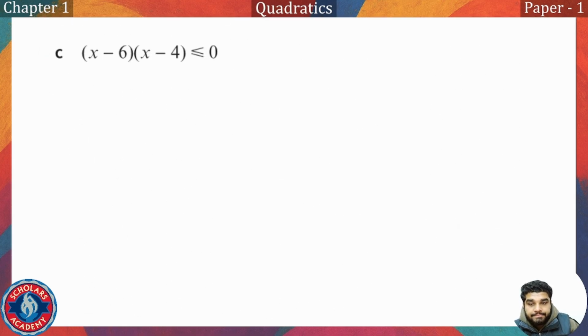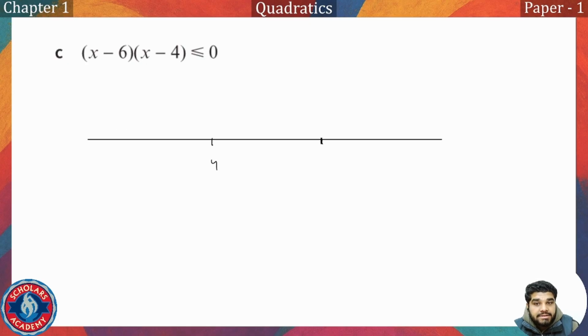Let's move forward. Now, the factors are x minus 6 and x minus 4. And what we want from this quadratic expression is all those values of x for which we get y less than or equal to 0, right? So with the help of the factors, we get the zeros, those are 6 and 4. So this real line will split into three parts, and the zeros are 4 and 6.